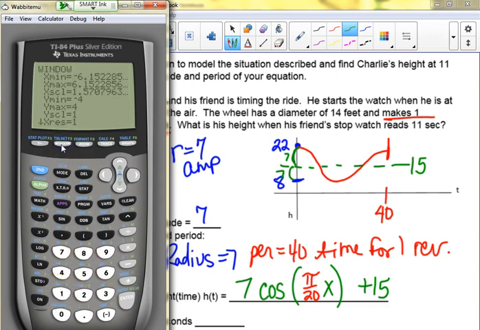Okay, look at what I wrote. What is my window according to what I wrote over here? 0 to something for x, right? 40, 60, I don't know. What about y?